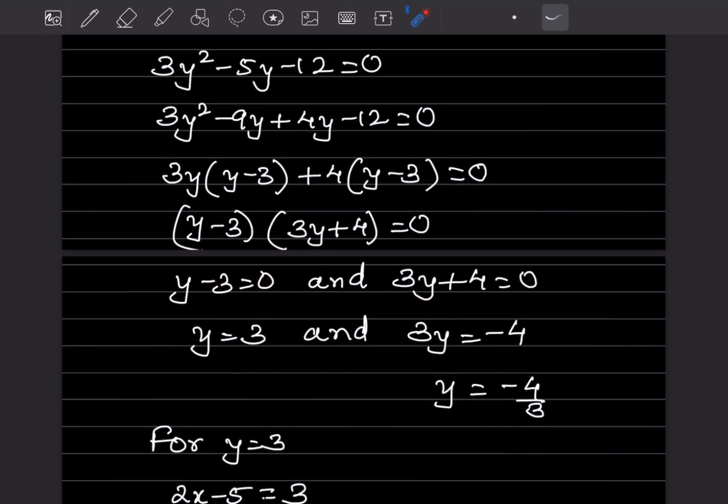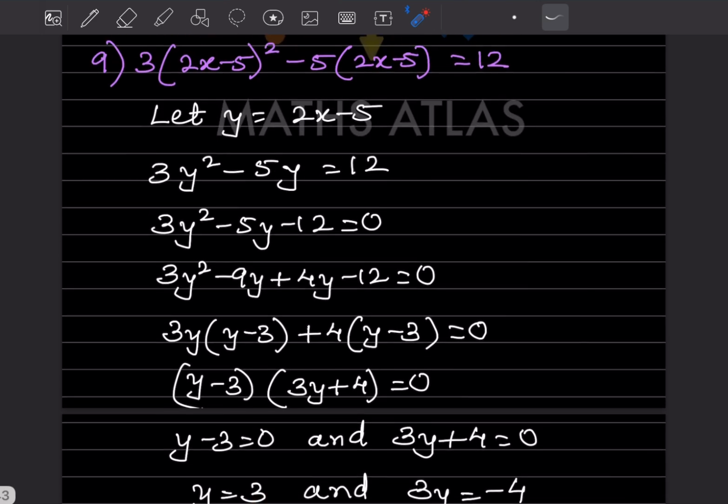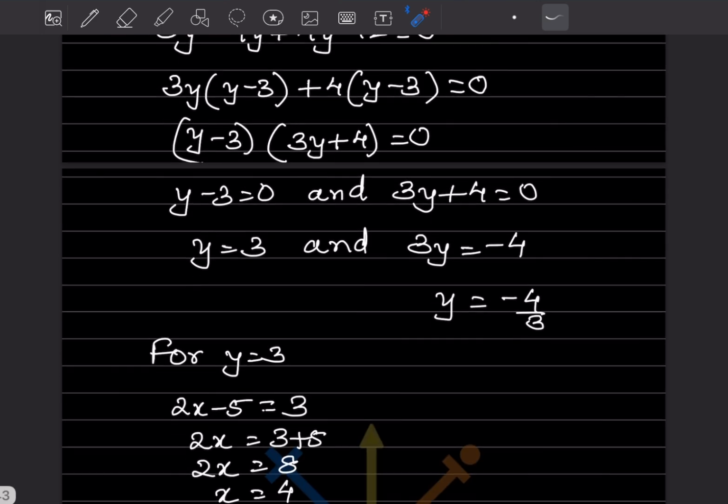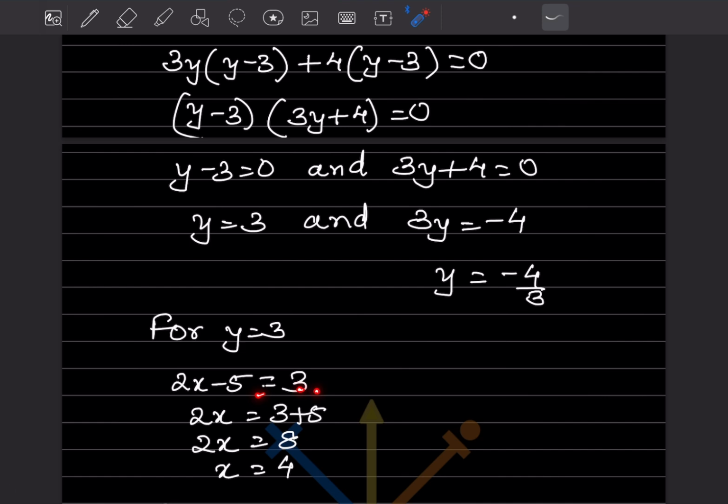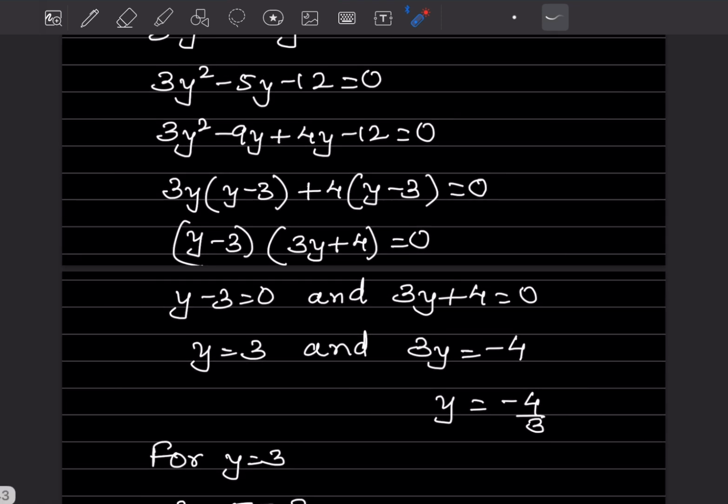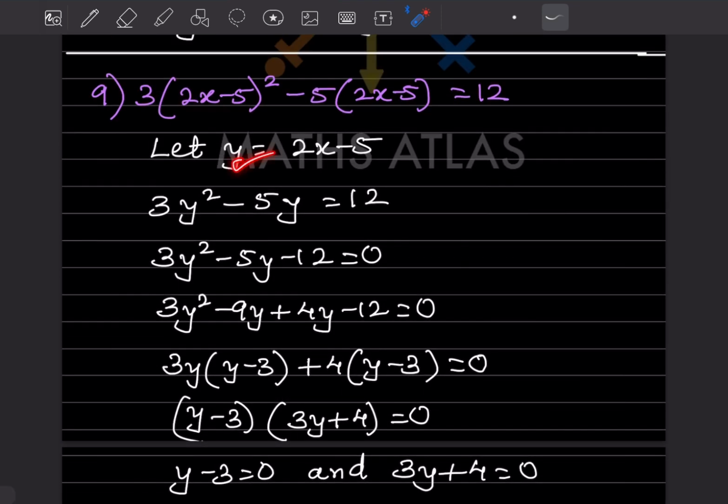So now if we are taking here y is 3, so what will be 2x minus 5? 2x minus 5 will be, we are going to take that as 3, because that is considered as y.